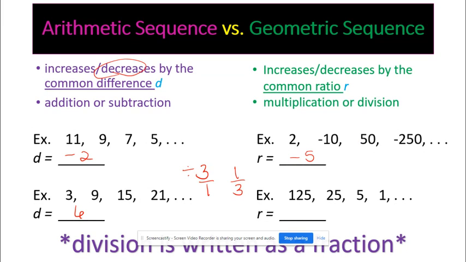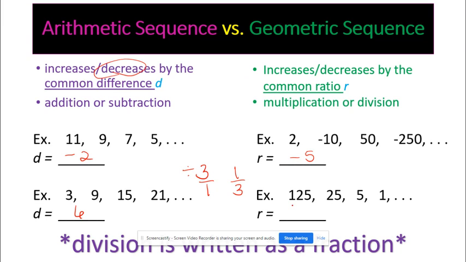In example 2, 125, 25, 5, and 1, we can see that it's decreasing. So we know that this should be division. Remember that division we're going to write as a fraction. So what am I dividing by here? I'm dividing by 5. 125 divided by 5 is 25. Divided by 5 is 5. Divided by 5 is 1.